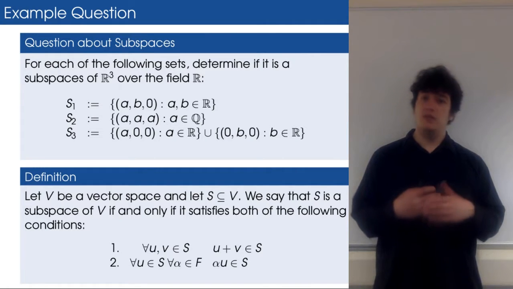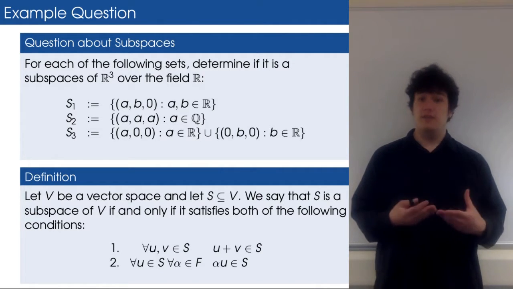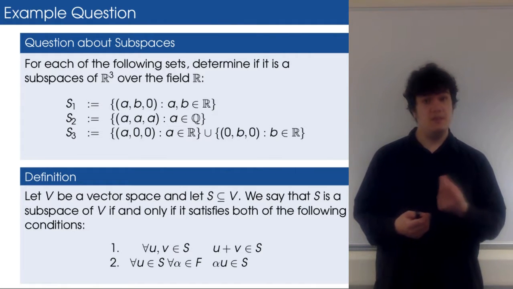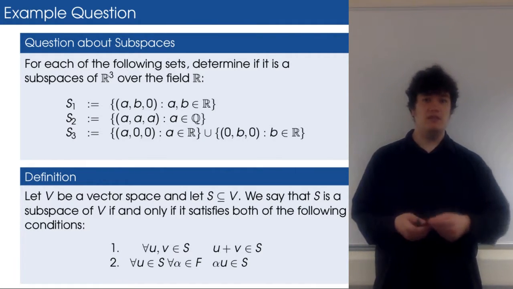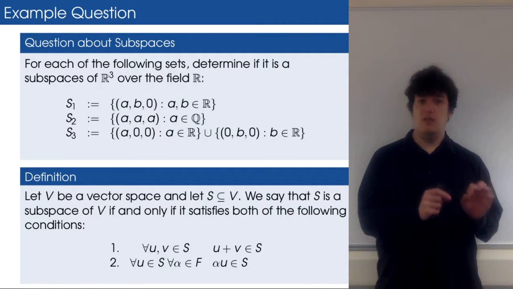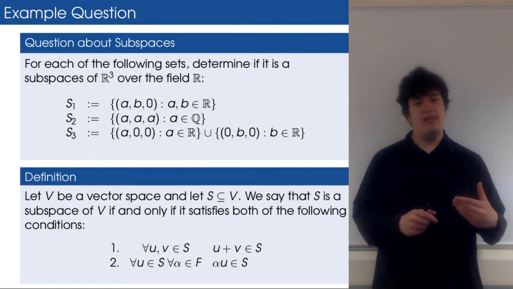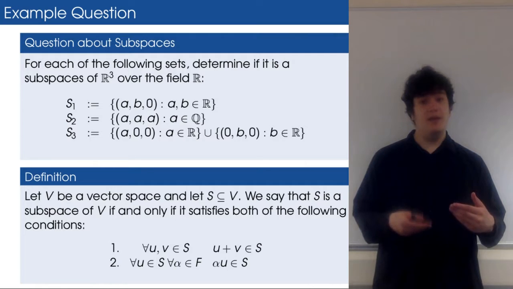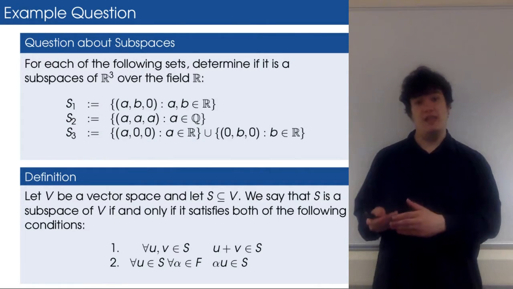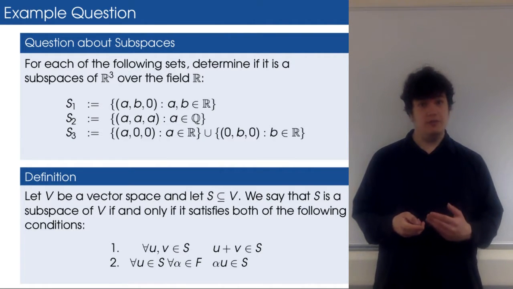So the first thing to do when presented with any kind of question is to recall the definitions involved. So let's bring up the definition for a subspace. Here's the definition. If V is a vector space and S is a subset of V, we say that S is a subspace if and only if it satisfies both of these conditions. The first condition says that if we take any two vectors in S, we add them together, we end up with something still in S. And the second one is if we take any element of S and multiply it by any field element, we still stay in S. So let's apply that definition to the question to get our proofs.